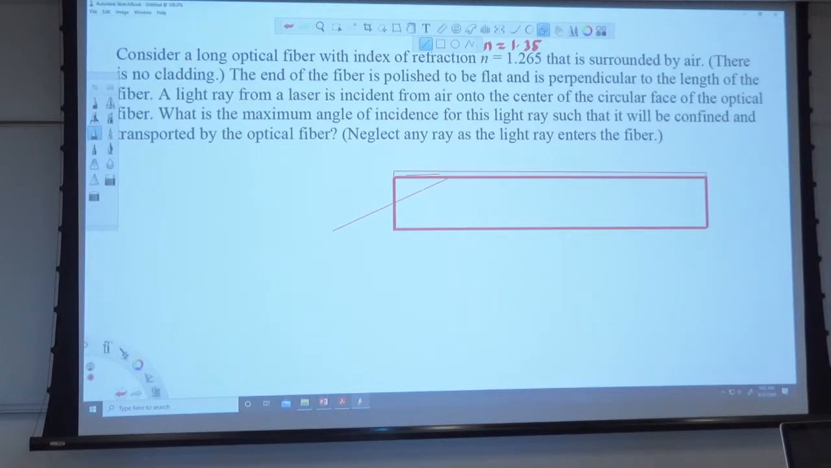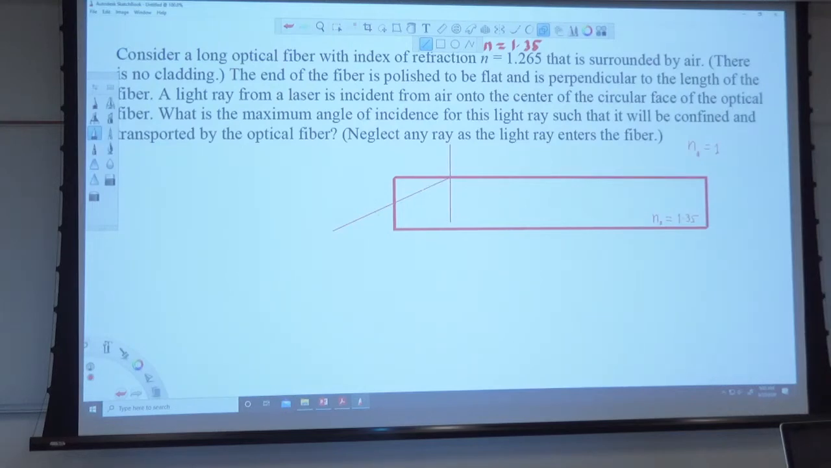But in this problem, it says there's no cladding. Okay? Instead, the outer medium is air. So we don't need to worry about cladding. So our outer medium is air. That means the outer medium has refractive index of 1. Okay? And the refractive index in the optical cable, let's call it N0, is 1.35. Now let's draw a normal here. And that's the normal.